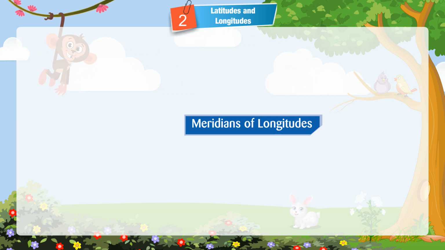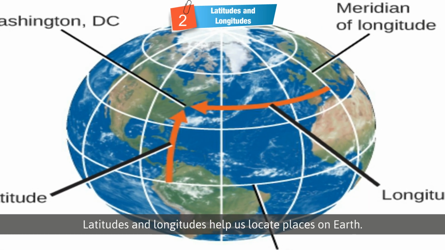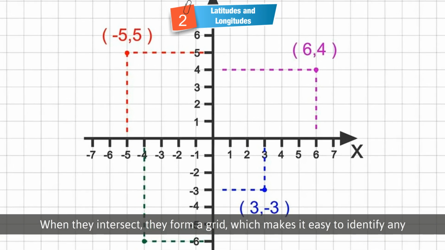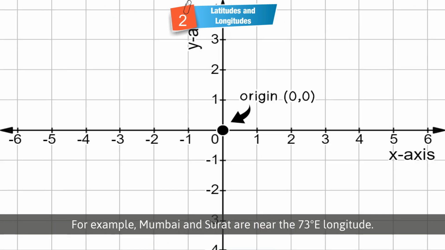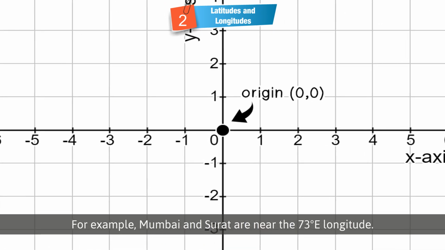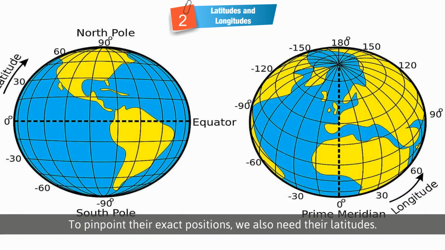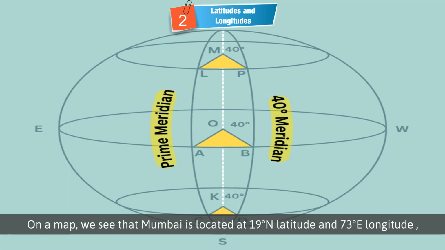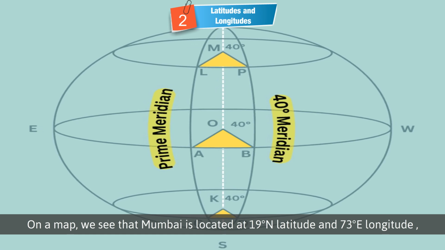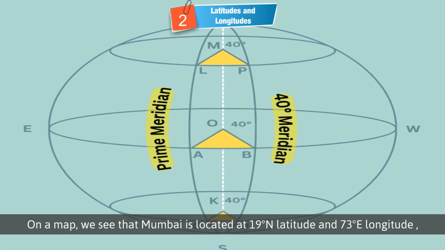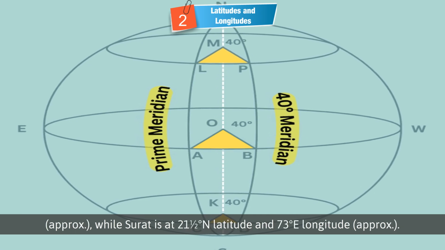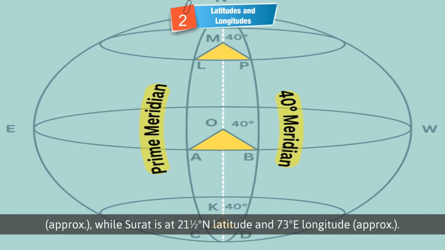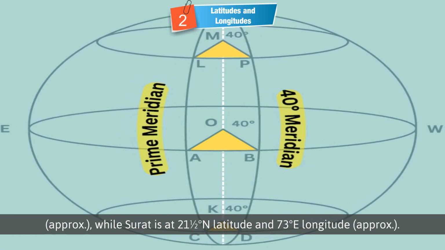Uses of latitudes and longitudes. Latitudes and longitudes help us locate places on the earth. When they intersect, they form a grid which makes it easy to identify any location. For example, Mumbai and Surat are near the 73 degree east longitude. To pinpoint their exact position, we also need their latitudes. On a map, we see that Mumbai is located at 19 degree north latitude and 73 degree east longitude approximately, while Surat is at 23 1/2 degree north latitude and 73 degree east longitude approximately.